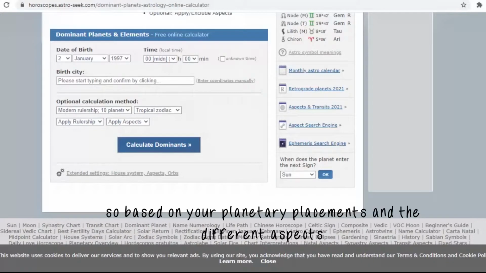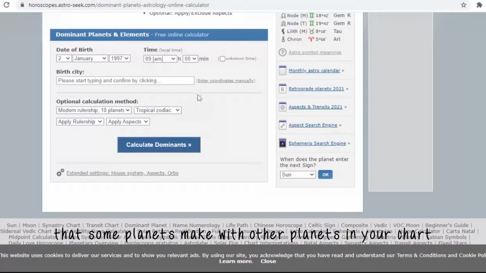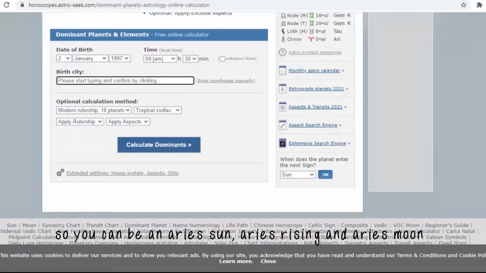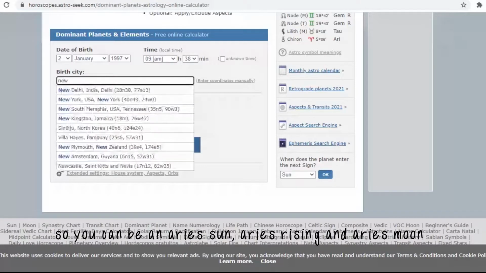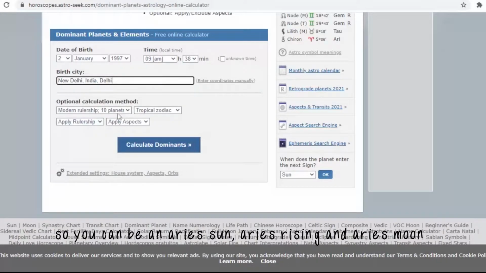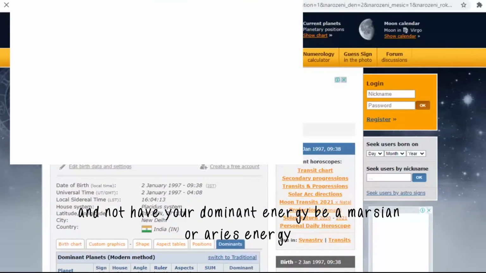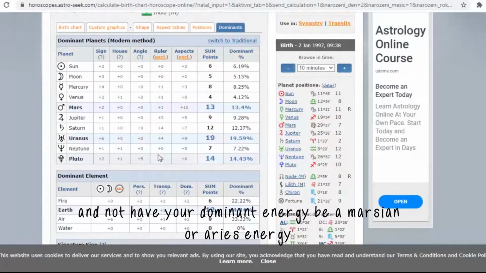So based on your planetary placements and the different aspects that certain planets come in, with the other planets in your chart. So you can be an Aries sun, Aries rising, and Aries moon, and not have your dominant energy be a Martian or Aries energy.